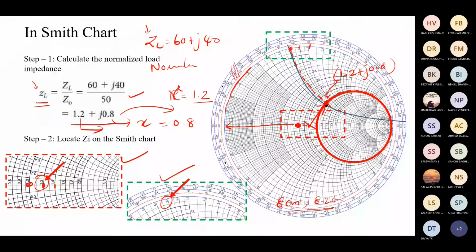Now take this distance and take the ratio. Let's say this distance is m and the Smith chart radius is s. So the reflection coefficient is nothing but m by s. So that is what the reflection coefficient is. This can be easily done with a simple scale.